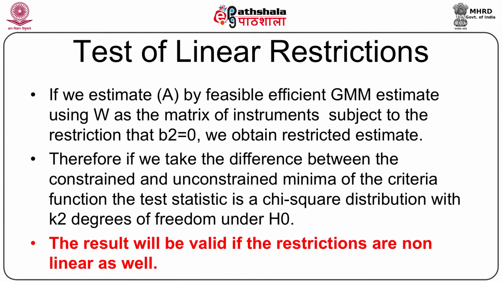So what we do is estimate the restricted version of the model and the unrestricted version of the model, and then take the difference between the constrained minimum and the unconstrained minimum of the criteria function, and this should follow under H0 a chi-square distribution with the total number of restrictions, which is equal to k2. Now the result will be valid if the restrictions are nonlinear as well. So this criterion can be applied whether the restrictions are linear or nonlinear.